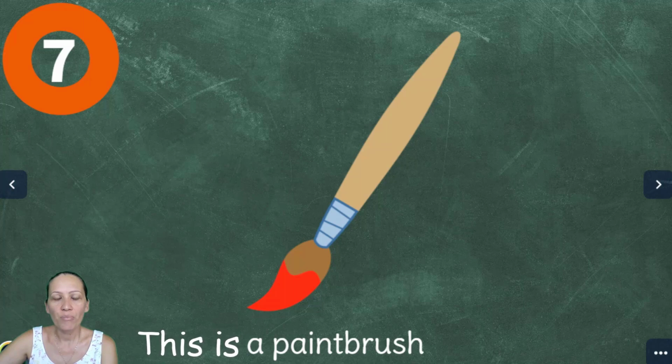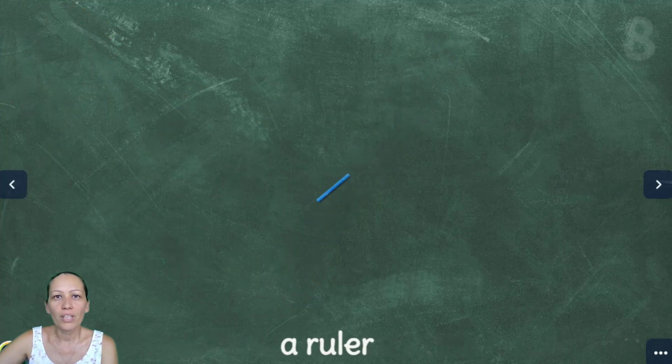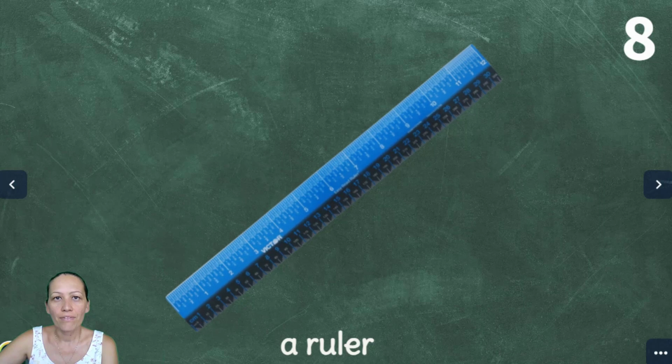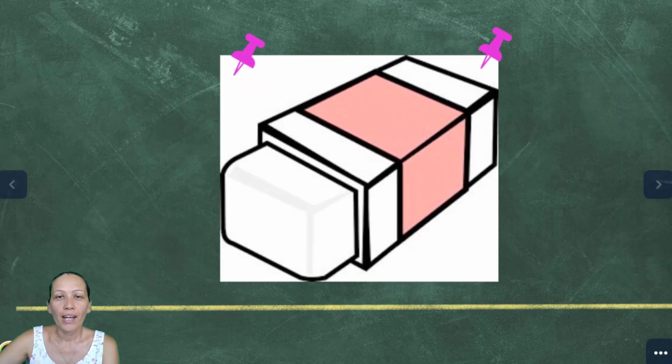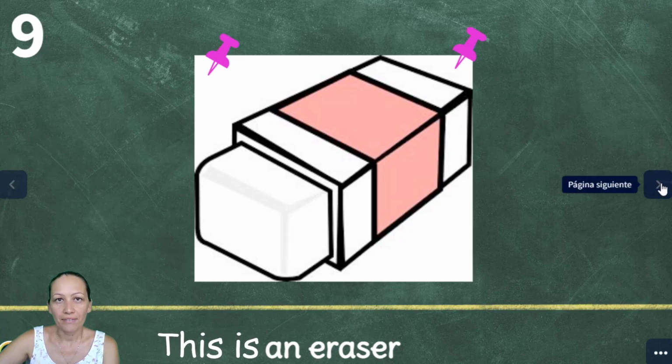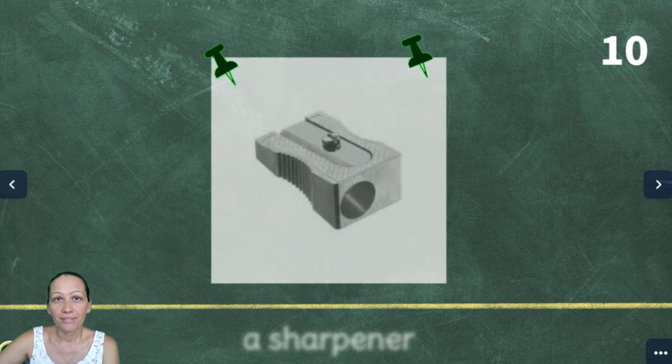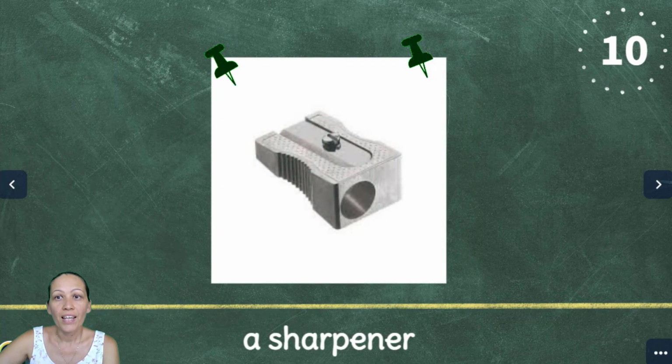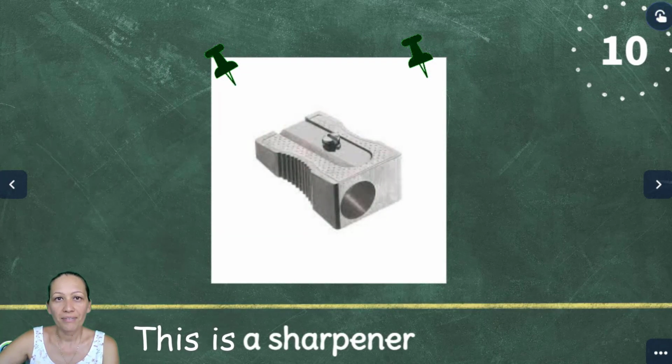A ruler. This is a ruler. An eraser. This is an eraser. A sharpener. This is a sharpener.